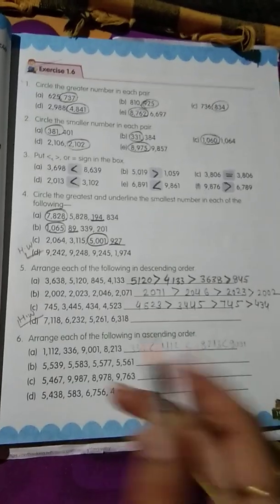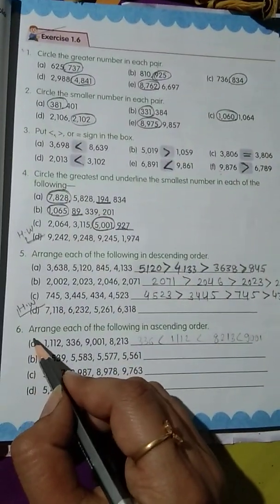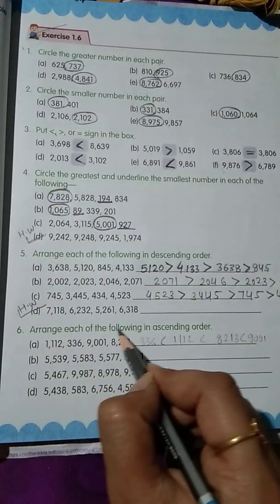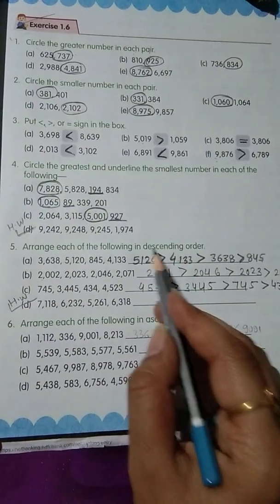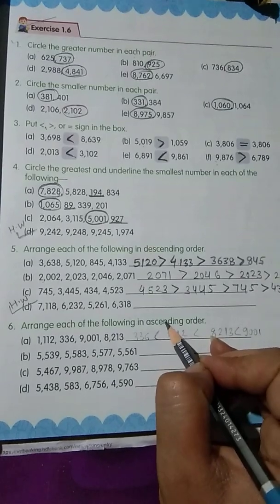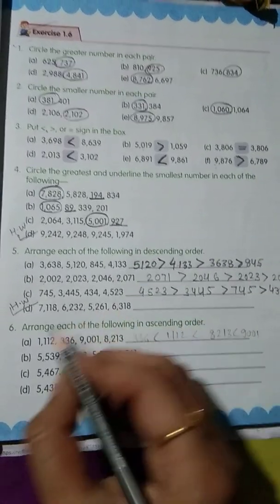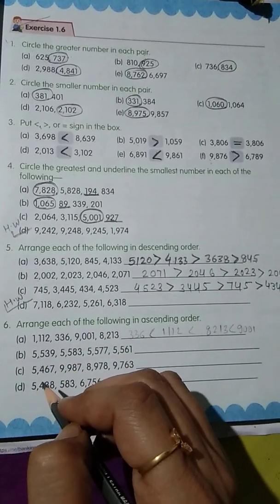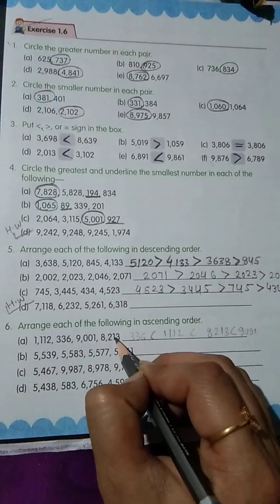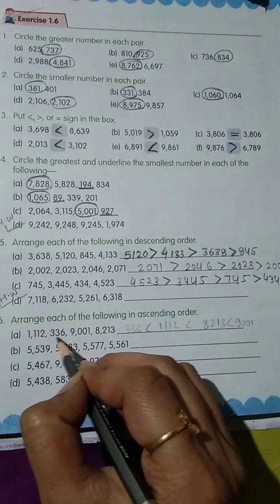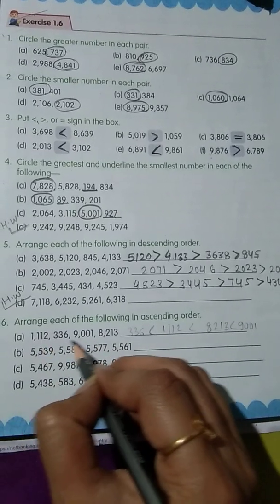Okay, now my dear students, we are coming to here. Arrange each of the following in ascending order. Okay everyone, this one is descending, this one is ascending. What is the meaning of ascending order? It means smallest to greatest. So here are 4 numbers, 1, 2, 3, 4. And now we are coming to the smallest one.